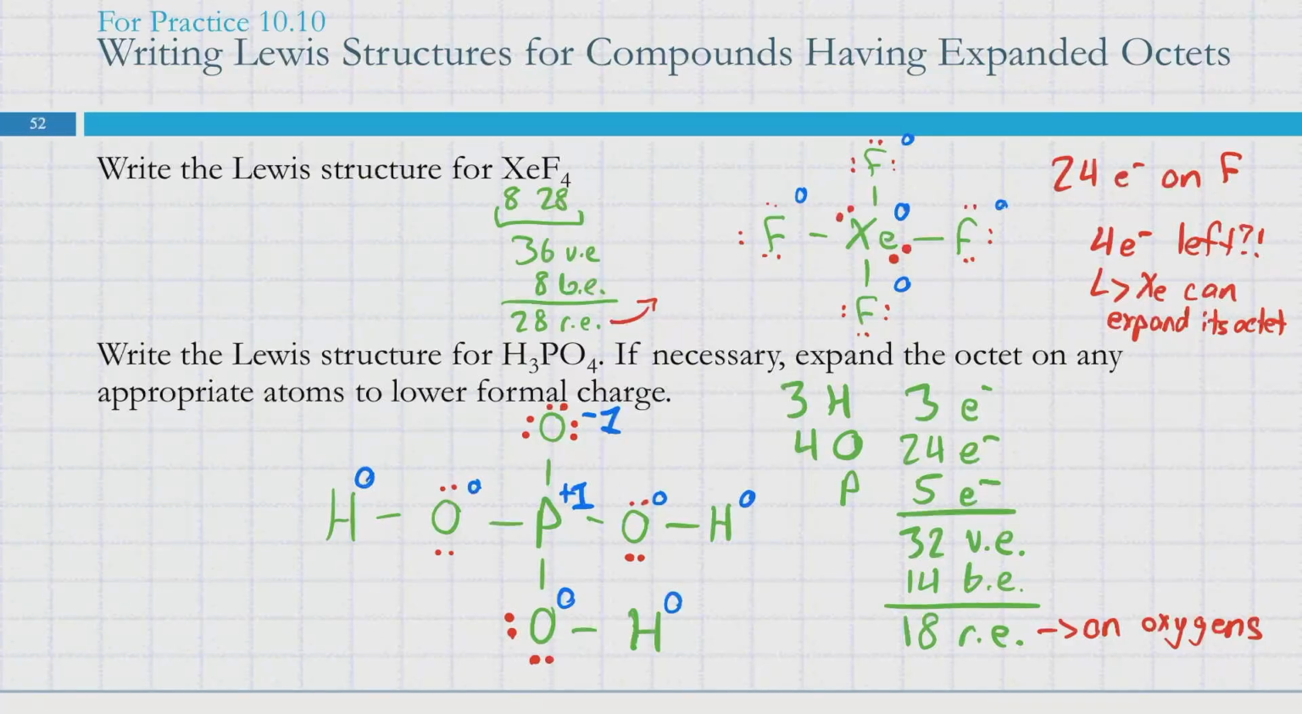Just like with our sulfuric acid, there's a way that we can reduce our formal charges, and that's by throwing one of these lone pairs in as a double bond.